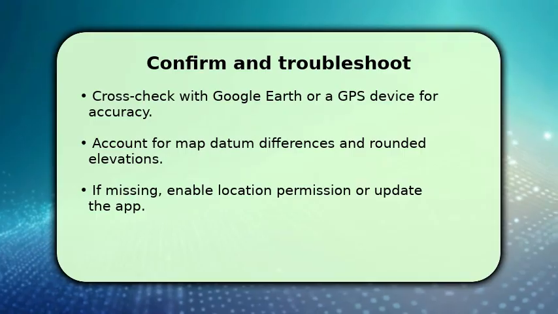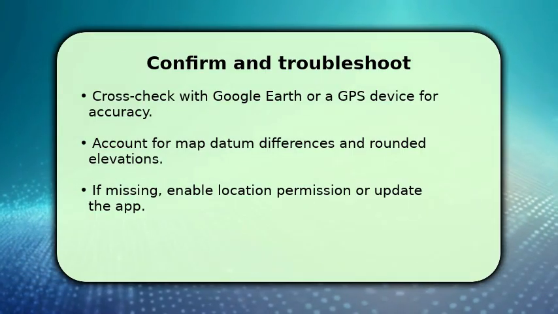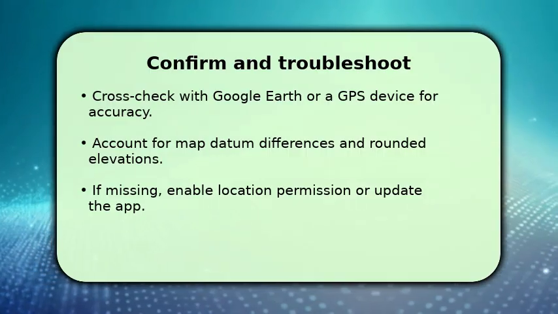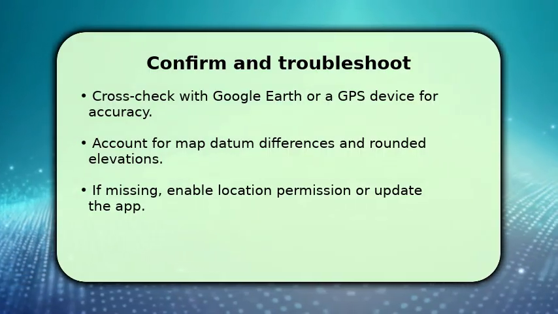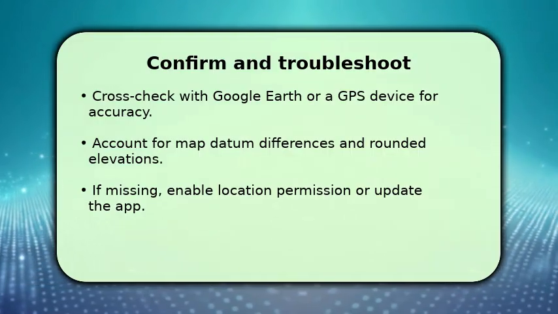If you don't see elevation, make sure location and app permissions are enabled, update the app, or reload the map. If the pin sits on a structure instead of ground, move it slightly and recheck. Small adjustments often fix incorrect altitude readings.